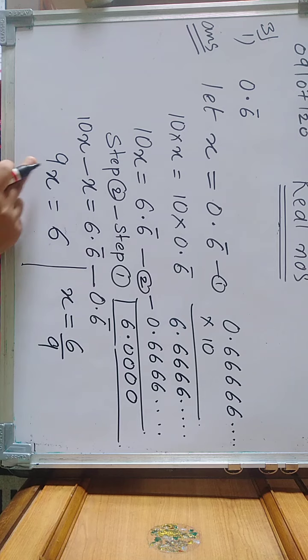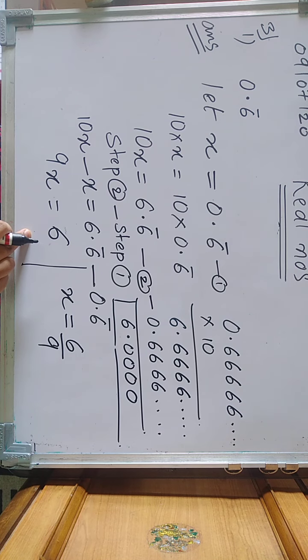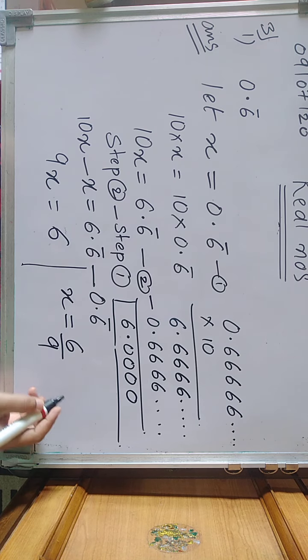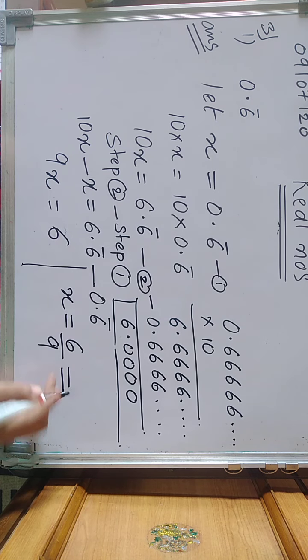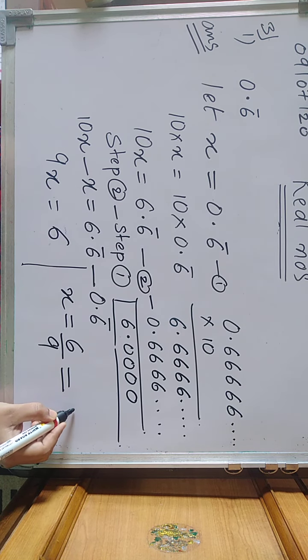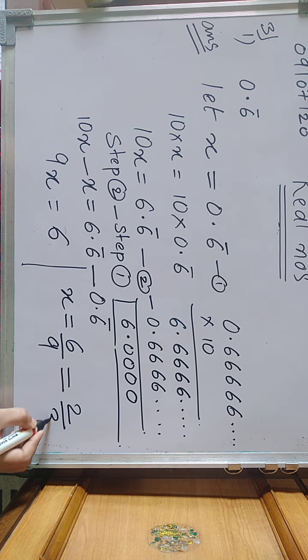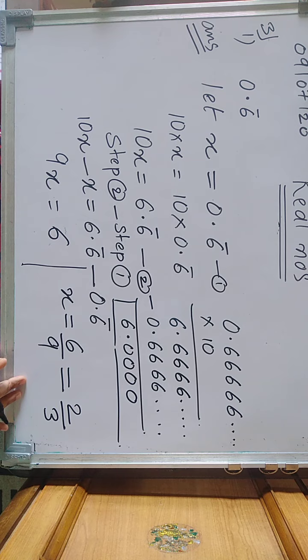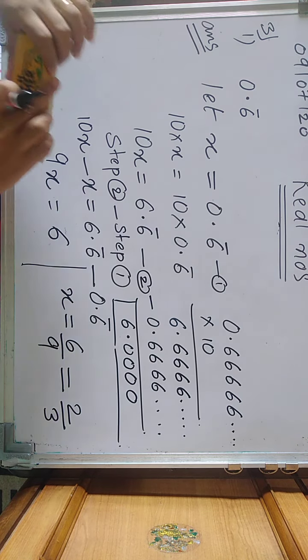6 upon 9. This 9 is multiplied, so 9 will come over here and get divided. So x final answer is, by the table of 3, 3 2s are 6, 3 3s are 9. So the final value of x is 2 upon 3. Okay. So this is how we are going to solve this sum. Let's see one more example.